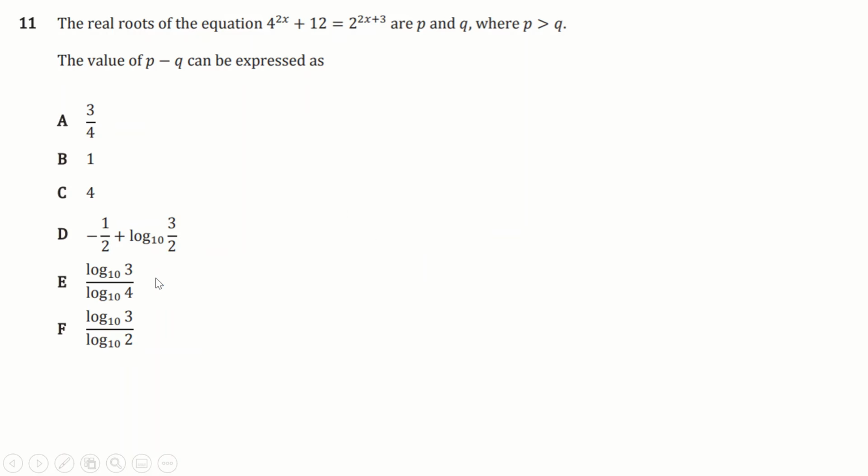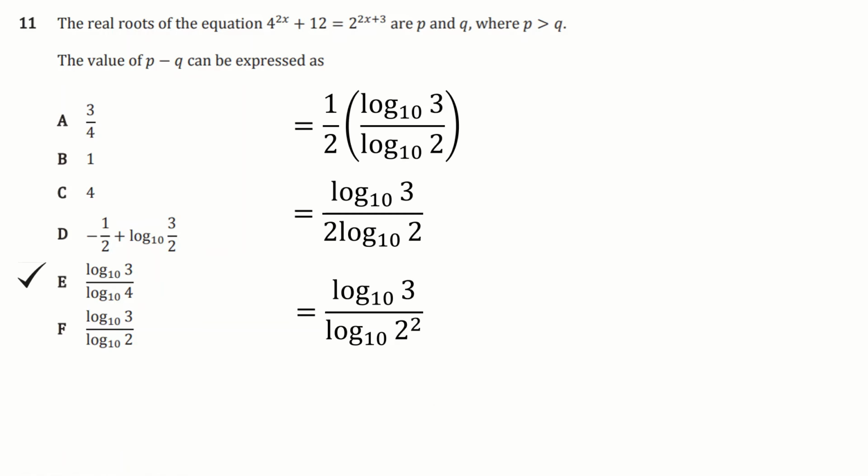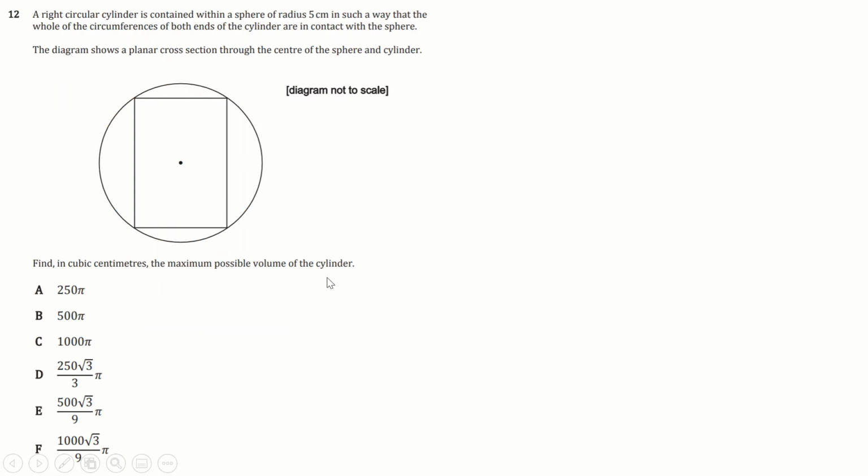So sometimes it's a bit annoying. You get an answer that you're really happy with. Like, I'd have been really happy just leaving my answer like this. This looks fine. But in TMUA, double-edged sword of having multiple choice, you need to get it in the way that they want it. So that included doing some extra work. But anyway, it's E. Number 12.